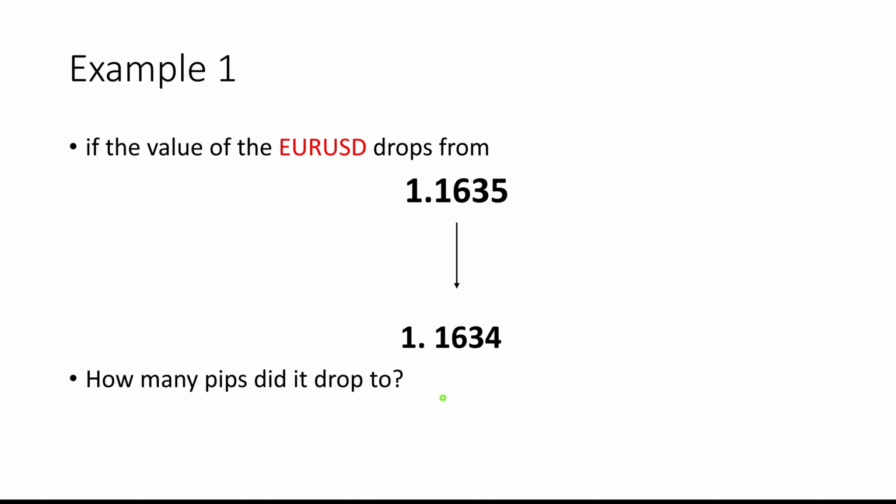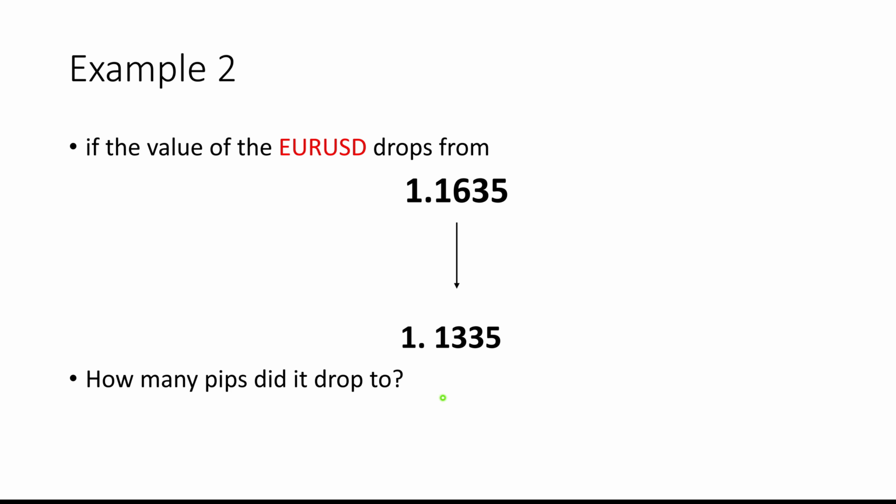I'll give you some time to think about it. A few seconds. All right, so you are right if you say 1 pip. The drop was just 1 pip. All right, let's look at another example.